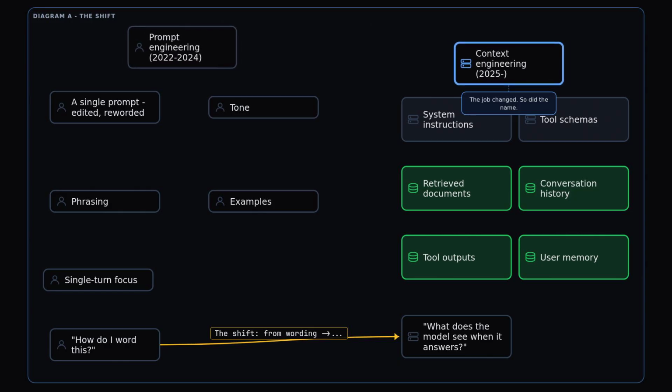But across this playlist, you've learned tokens, windows, rot, caching, tiering. None of that is about wording. All of it is about what the model is looking at when it answers. The job got a new name: context engineering.